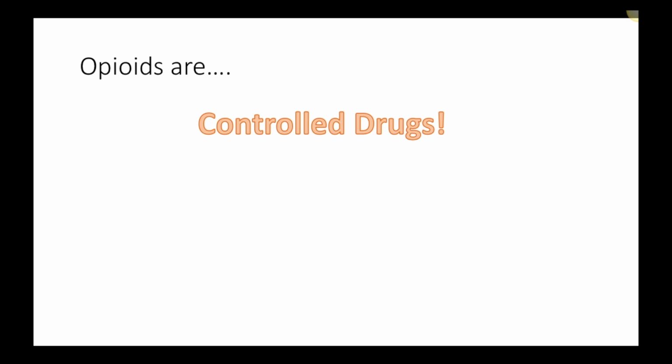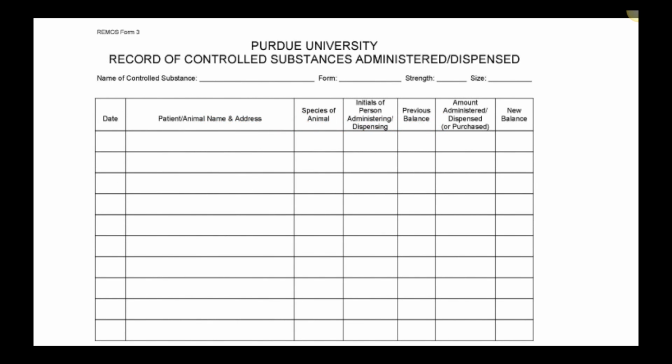So then lastly, opioids, of course, are controlled drugs. They have a high potential for addiction. So we have to keep a control of them in the clinic. We need to know the drugs that have gone out and the drugs that we have as a balance, and we need to know who they went to. So this is a Purdue University record of controlled substances that have been administered or dispensed. Every clinic has this. We have to have it because of the College of Veterinarians of Ontario. They regulate this. They check this every time they come in to do an inspection of our clinics.